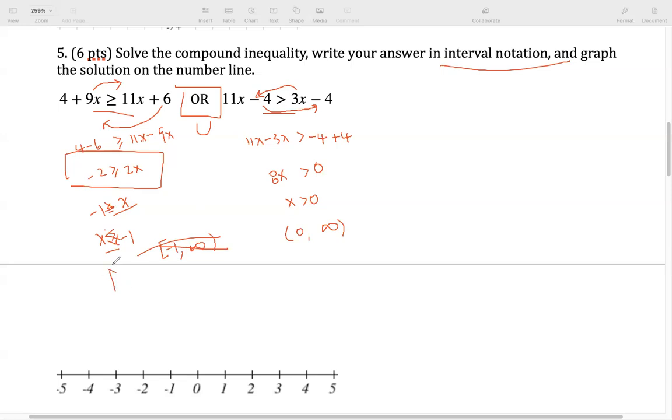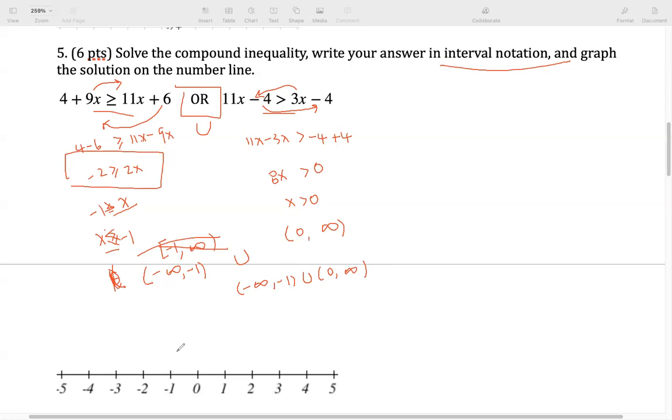So this is open parentheses, not bracket, because x is less than or equal to -1. Negative infinity up to -1. That's this solution. So we union those two solutions because it's or. So our interval solution would be negative infinity up to -1, union 0 up to positive infinity. How do we show it on the graph?